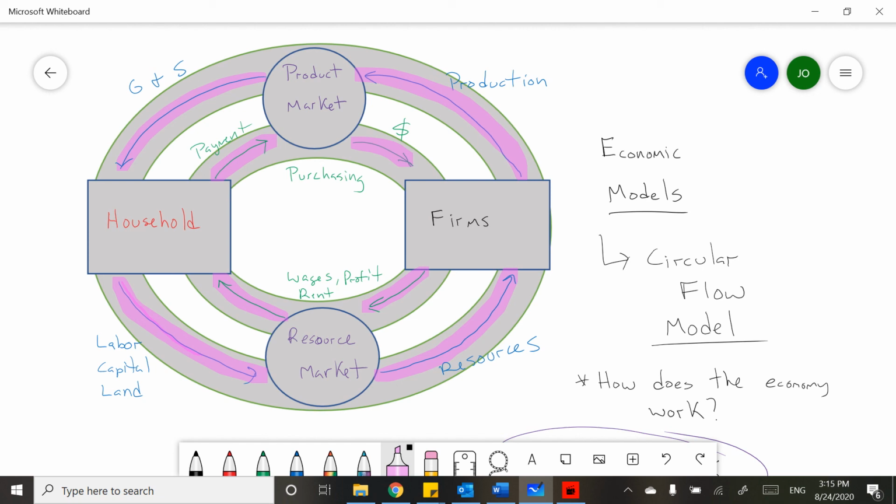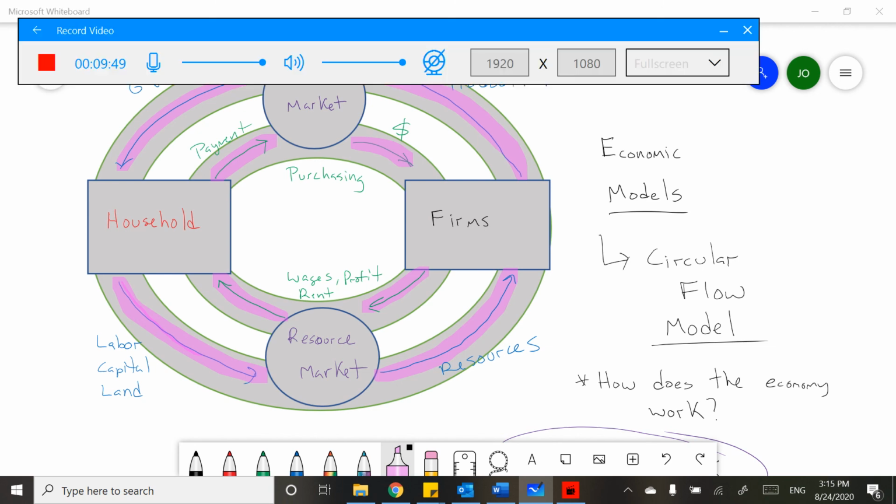Now notice, this is super simplified. We're talking about the economy. You don't see the government here. You don't see people from outside the United States, international trade. You don't see banks either. But with this, we get a fair understanding of how the economy works.